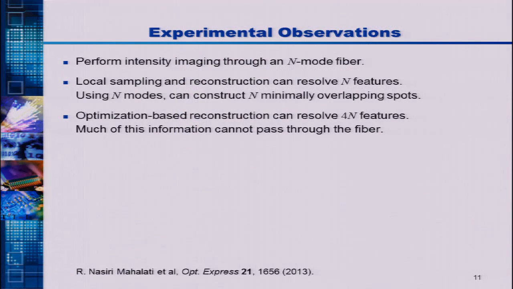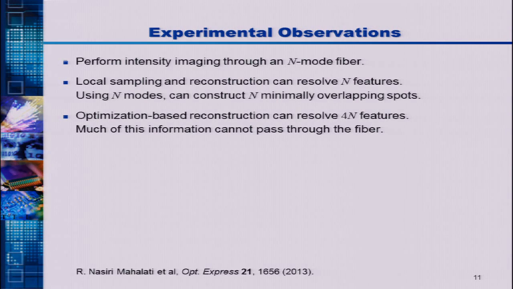So the experimental observation is, first, we have a fiber that supports n modes per polarization. And if we use local sampling and reconstruction or spot scanning, we can resolve n pixels in the image. But using the optimization-based reconstruction, we can resolve 4n features. And obviously, we're recording information that cannot pass through the fiber. So the question is, how can you do that? It sounds like a paradox.